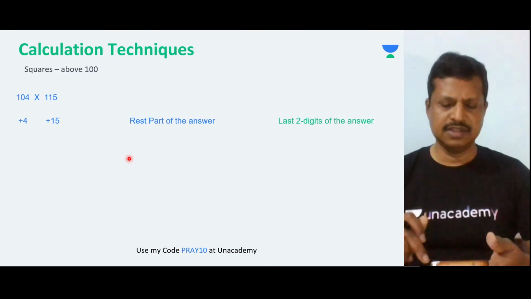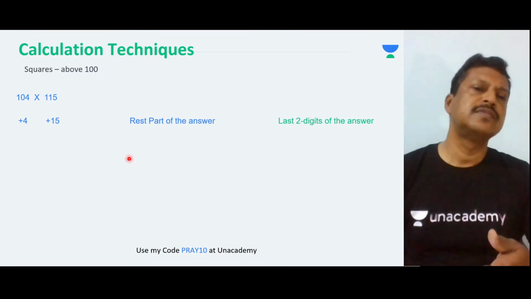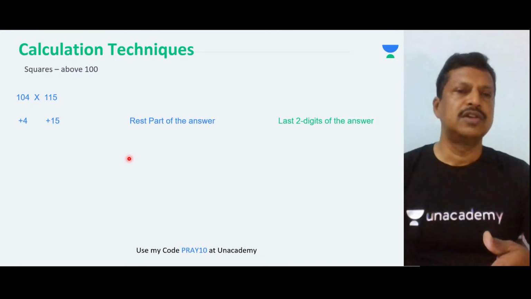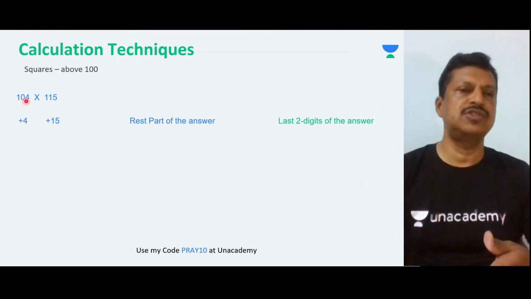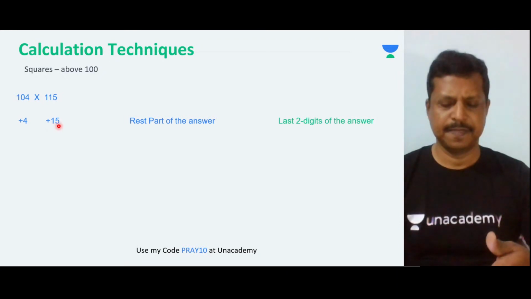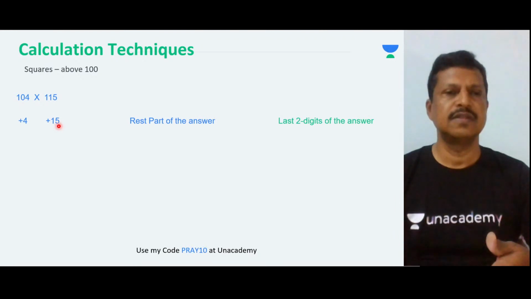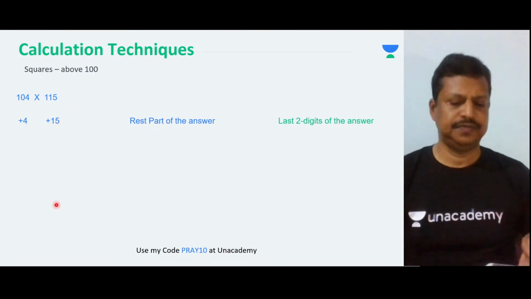You can write the answer in the chat box also. So deviations I have already put. 104 into 114. So 104 means the deviation is plus 4. And 115 means plus 15 is the deviation. Right? Okay. So now look at the answer.